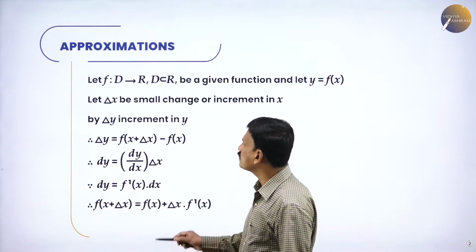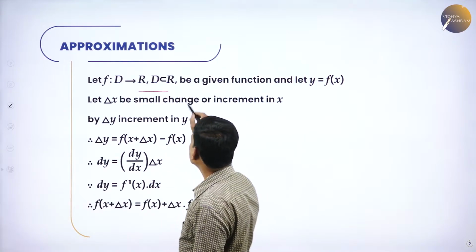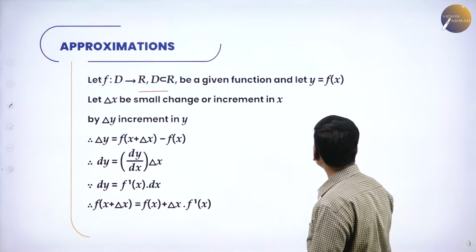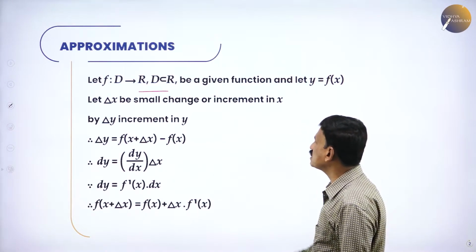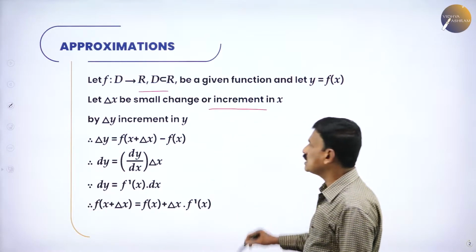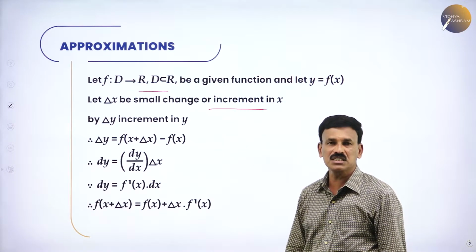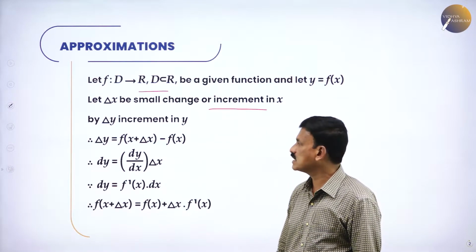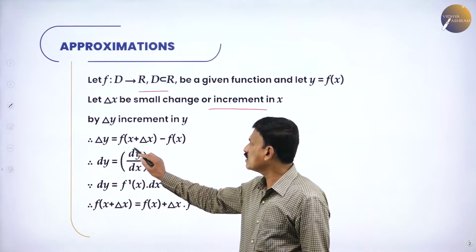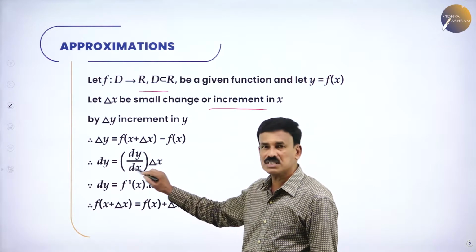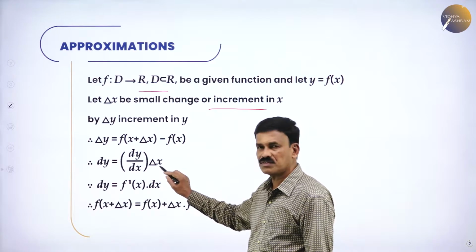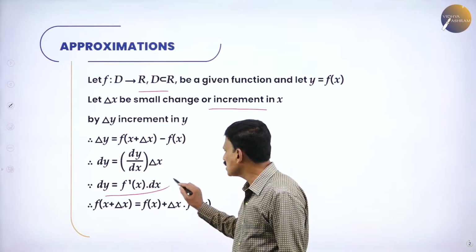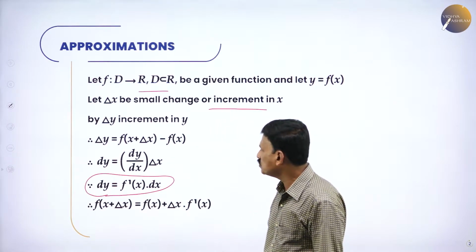Very simple concept. Suppose f from D to R, where D is a subset of R, is a given function. Let y is equal to f of x be a function, let delta x be the small change or increment in x, and delta y the small change in y. The small changes in x and y are denoted as delta x and delta y. Delta y is equal to f of x plus delta x minus f of x, and dy is equal to dy by dx of delta x, or dy is equal to f dash x into dx. So dy is also equal to f dash x into delta x.